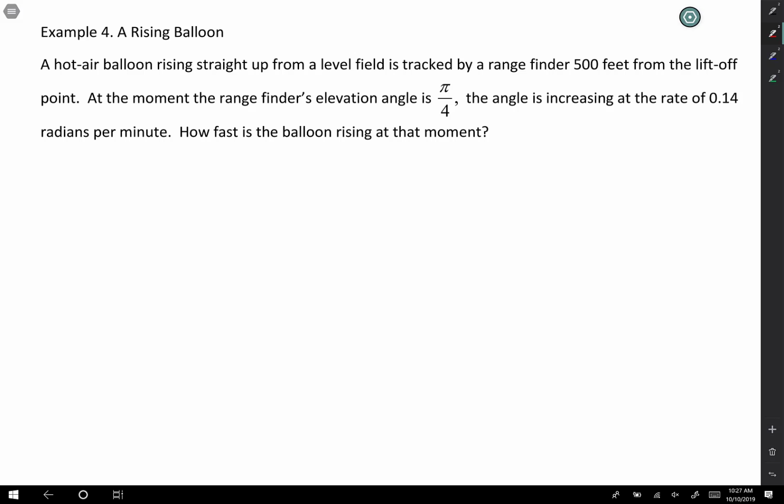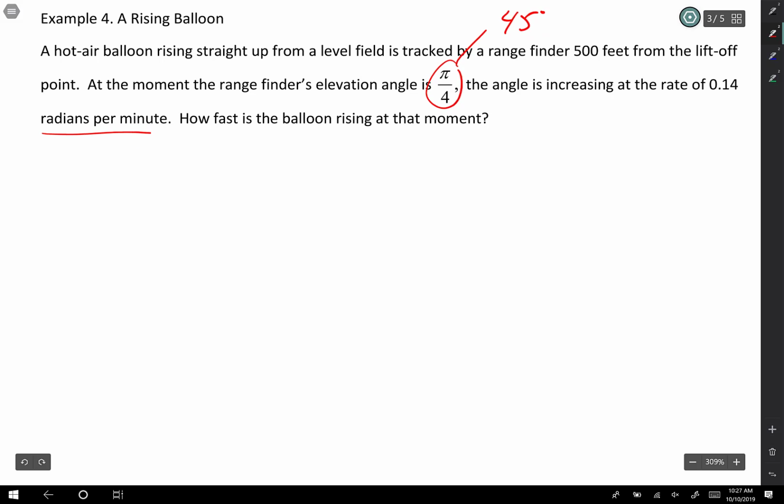All right, so here it is. A hot air balloon rising straight up from a level field is tracked by a rangefinder 500 feet from the liftoff point. At the moment, the rangefinder elevation angle is pi over 4, equivalent to 45 degrees, but we don't work with degrees, just radians, guys. The angle is increasing at a rate of 0.14 radians per minute. How fast is the balloon rising at that moment?